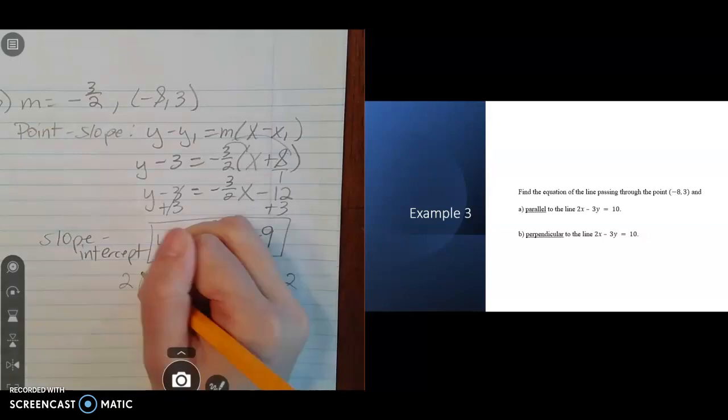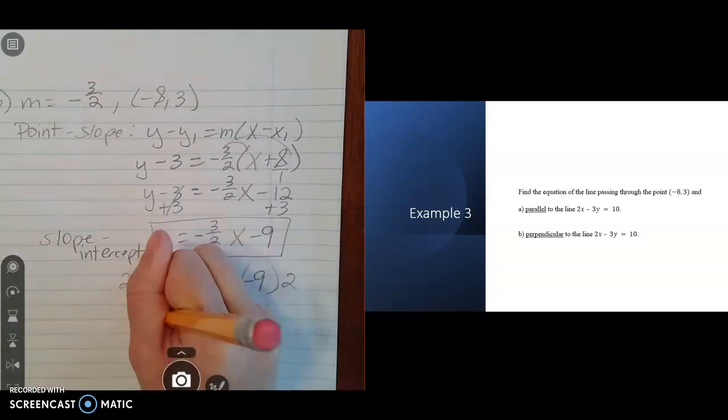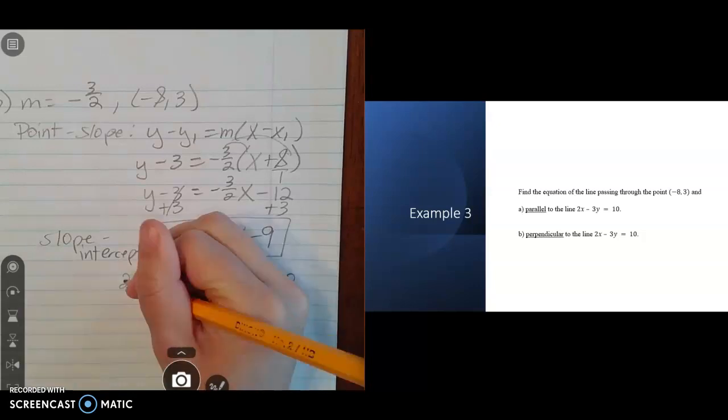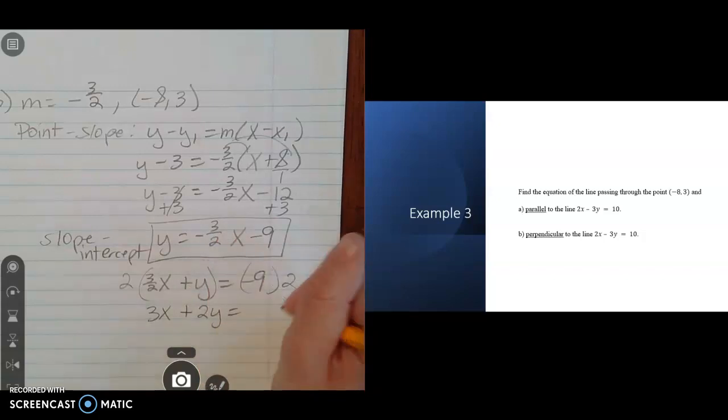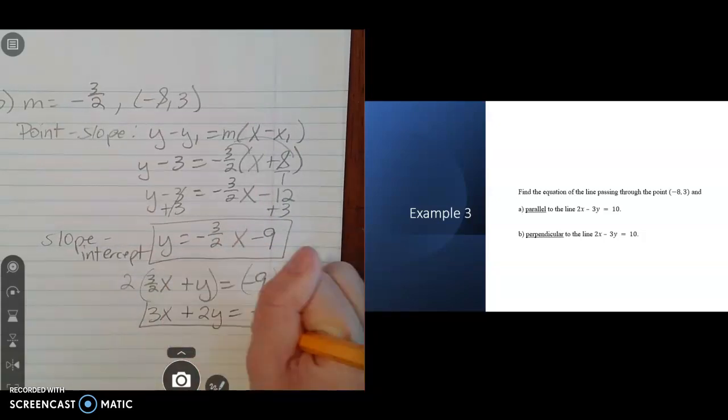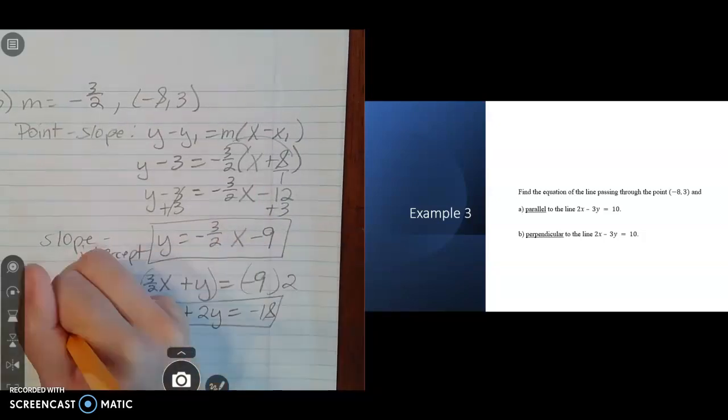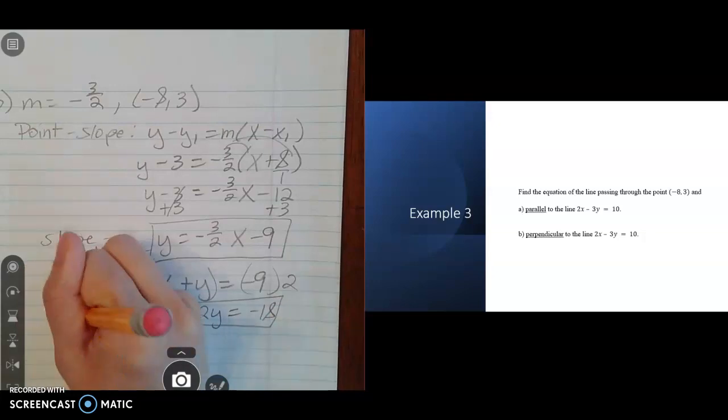The 2 times 3/2 would be 3x. We do need to distribute it to the y, so it would be 2 times y is 2y. And -9 times 2 would be -18. And that wasn't too terrible to get into standard form. Okay.